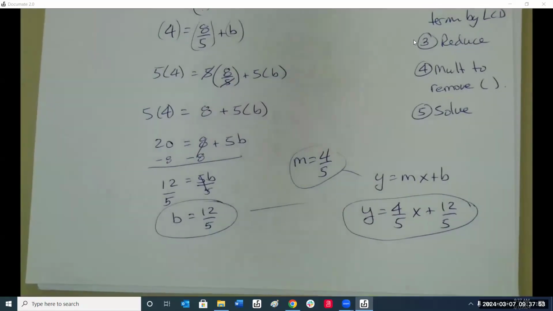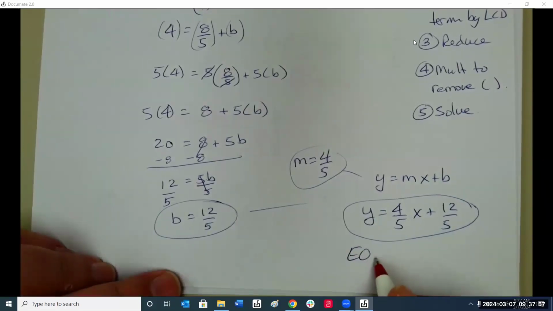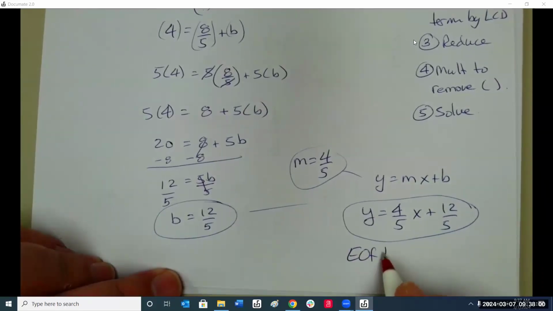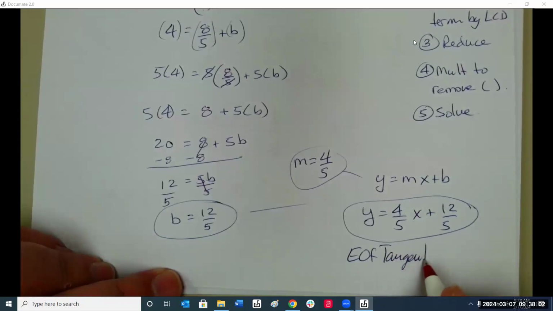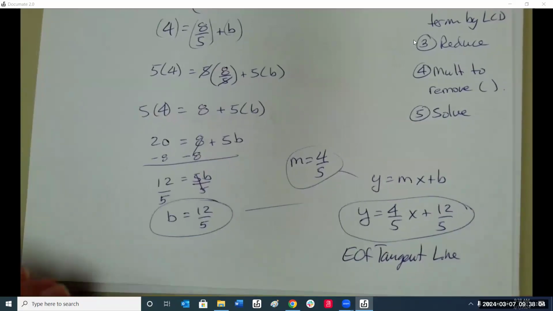That is the equation of what? That's the equation of the tangent line. We're also supposed to find the equation of the normal line. How do we do that? How do we find the equation of the line normal to that curve?